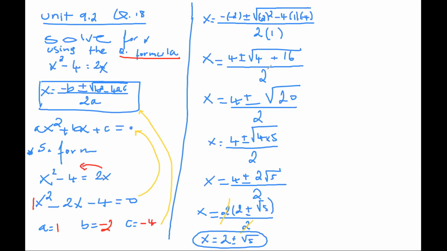Simplify that. Okay. By the way, what if you end up with a negative here under the radical? For some reason, let's say we got negative 20 under the radical. Can you have a... No, it doesn't exist. We can't have a negative under the radical.